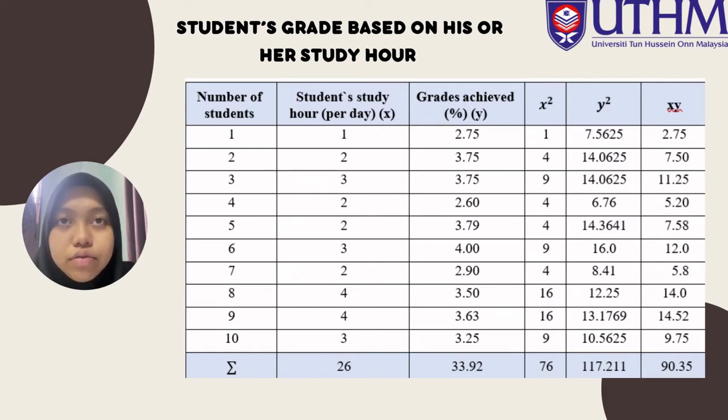Then you will get 14.0625, 14.0652, for the fourth student 6.79, 14.3641, 60.0, 8.41, 12.25, 13.15, 69, 10.5625, until you get all the values. You have to total them, and you will get 170.211.